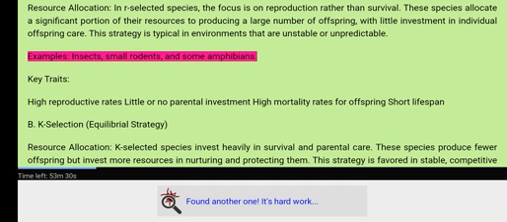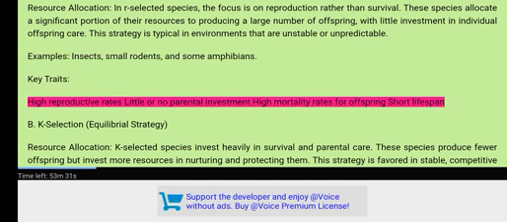Examples: insects, small rodents, and some amphibians. Key traits: high reproductive rates, little or no parental investment, high mortality rates for offspring, short lifespan.